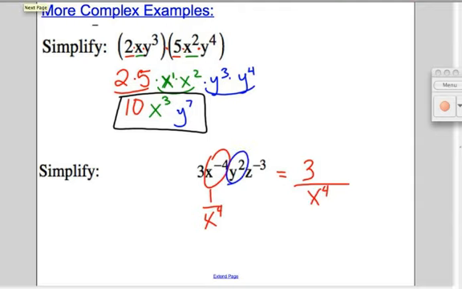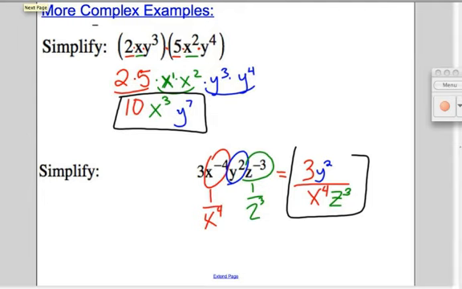This y squared, it's fine. It's on top. It's positive, so it's going to stay on top. And last but not least, the z to the negative 3, that's the same as 1 over z to the third. So I'm going to write it down on the bottom to make it a positive exponent. So I have simplified this rational expression. It is 3y squared over x to the 4th z to the third. Positive exponents are a more simple way to write things. So we're going to simplify by getting rid of the negatives.